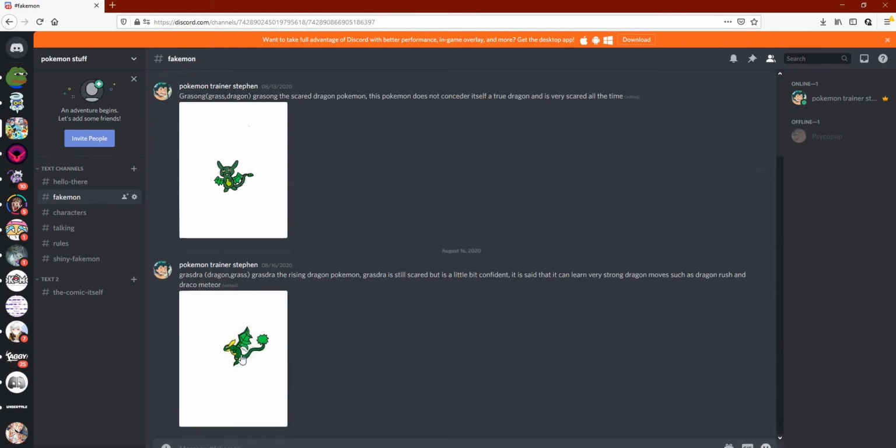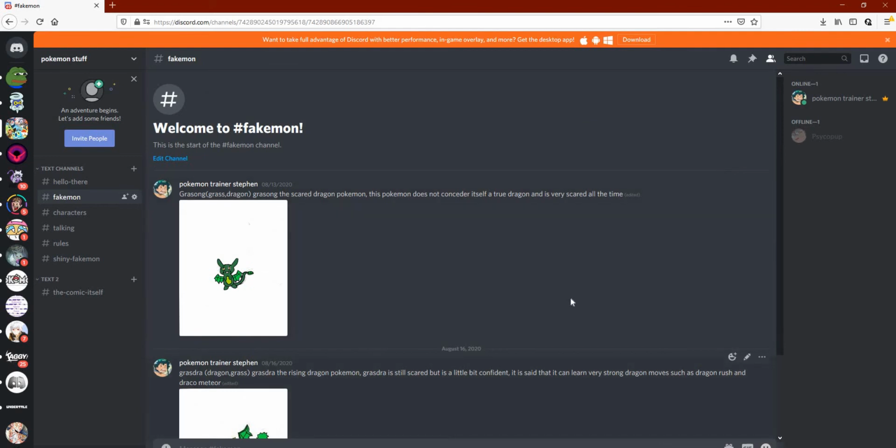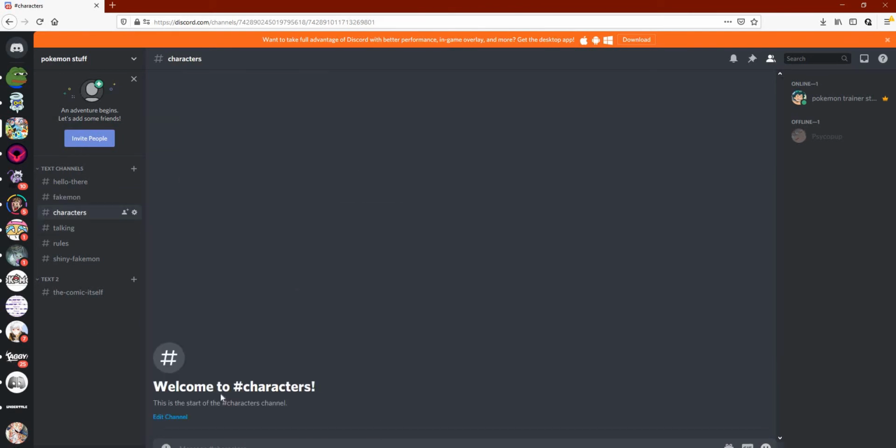Like, here's the grass starter. I'll give you a sneak peek of my grass starter and its evolution, which is Grass Song and Grass Dra. The characters, I haven't made any yet. Well, I'm starting to make one, but I haven't finished yet.